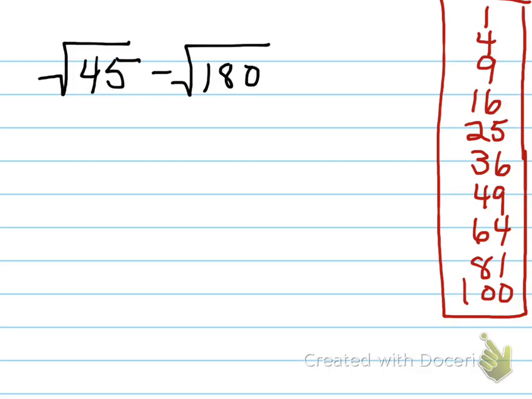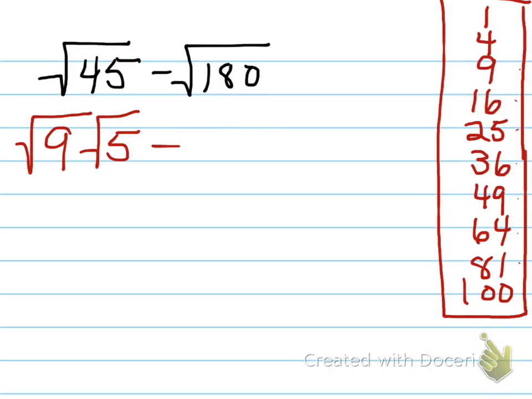Starting at the bottom of the list, I'm looking at each one. 49 will not go into that. 36 doesn't go into 45. 45 divided by 25 is not an integer value. It doesn't go evenly. 45 divided by 16, that's a decimal. But 45 divided by 9 gives me an integer value. So I can rewrite the square root of 45 as the square root of 9 times the square root of 5. That's the same value as the square root of 45.